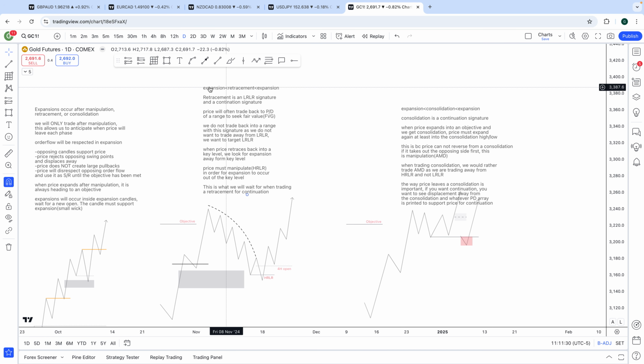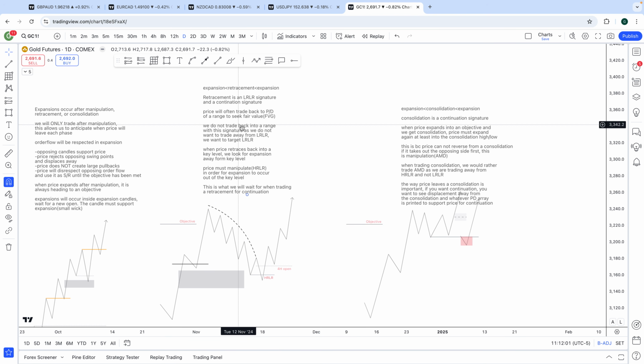So, expansion, retracements into an objective. If we expand and then get retracements, we must expand again, because price is not going to leave this low resistance. We need manipulation to then reverse. So this is a continuation signature. Retracement is an LRLR signature and a continuation signature. Price will often trade back to premium discount of a range and seek fair value gap, internal to external.